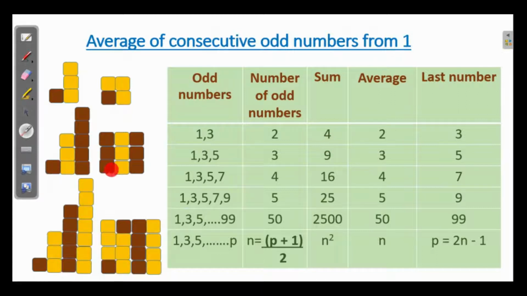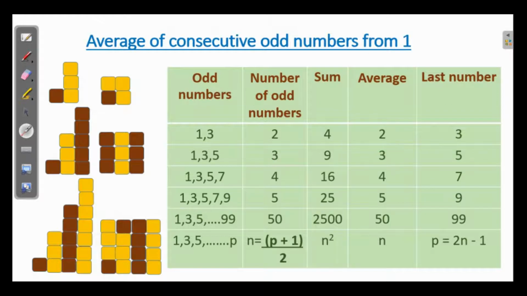And 3 numbers. 1, 3, 5. The middle number is the average that we have just seen. 3 is the average. And what is the number? 3. And the average is also 3. So, starting from 1, the number is 3, average is also 3.